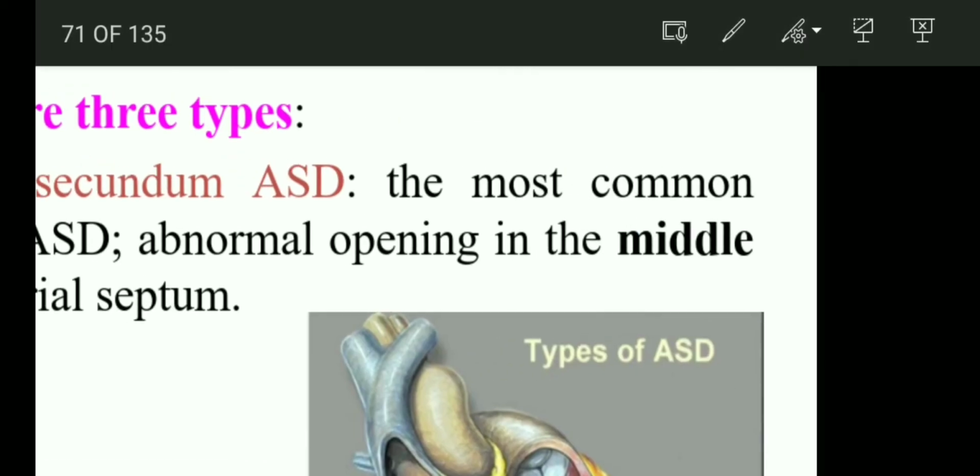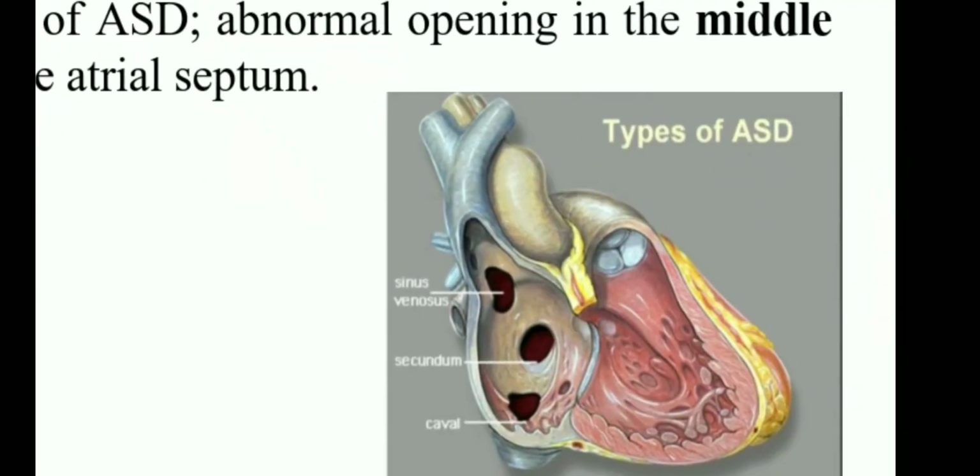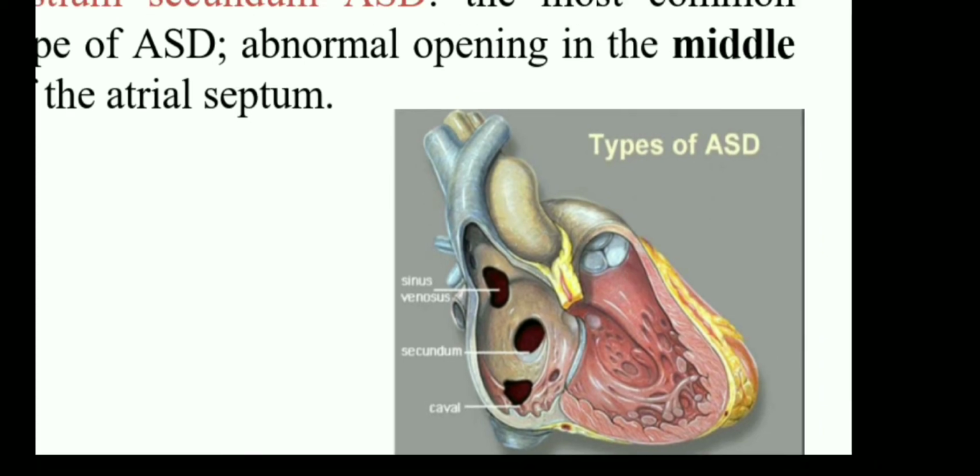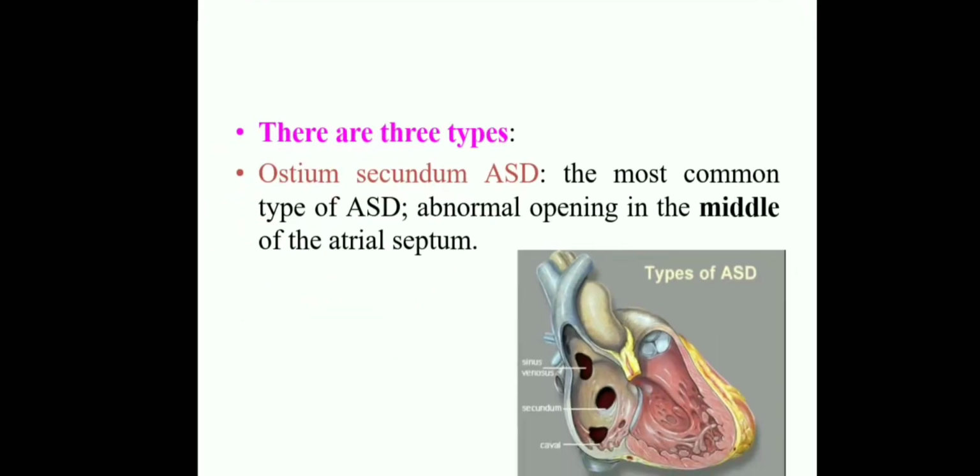Look at here. This is ostium secundum. Here in the middle of the atrium, one big hole is there. Because of that, the deoxygenated blood and the oxygenated blood may enter into both atria. It is the most common type. This ostium secundum is at the middle of the atrium, where there is an abnormal opening.